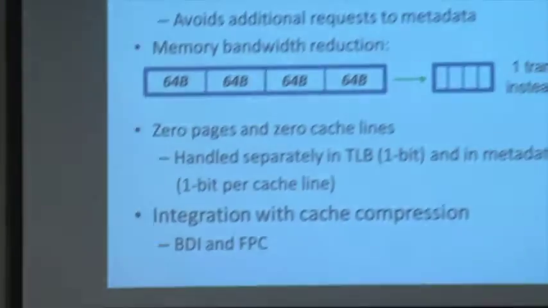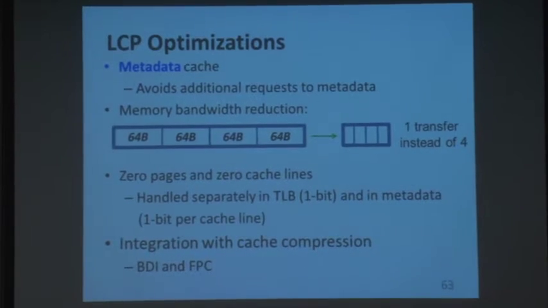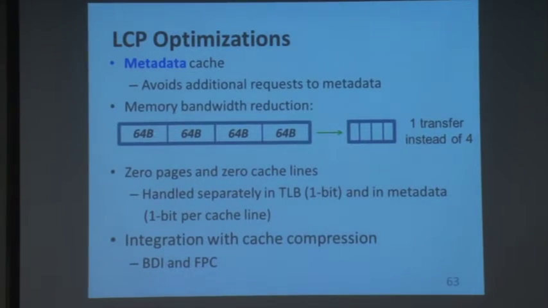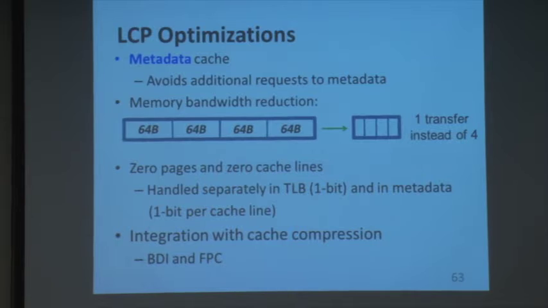We have some optimizations. One optimization is a metadata cache. As you notice, I always need to access metadata first. In order to avoid that additional access, we have a metadata cache, a small cache that stores metadata for commonly accessed pages, such that you don't need to access metadata. Well, unless it's a miss, when it's a hit, you know. And the hit rate for it is quite good. It's like 95% for a very small metadata cache. The hit rate is very similar to the TLB. It's the same idea: keep the information about hot pages close.